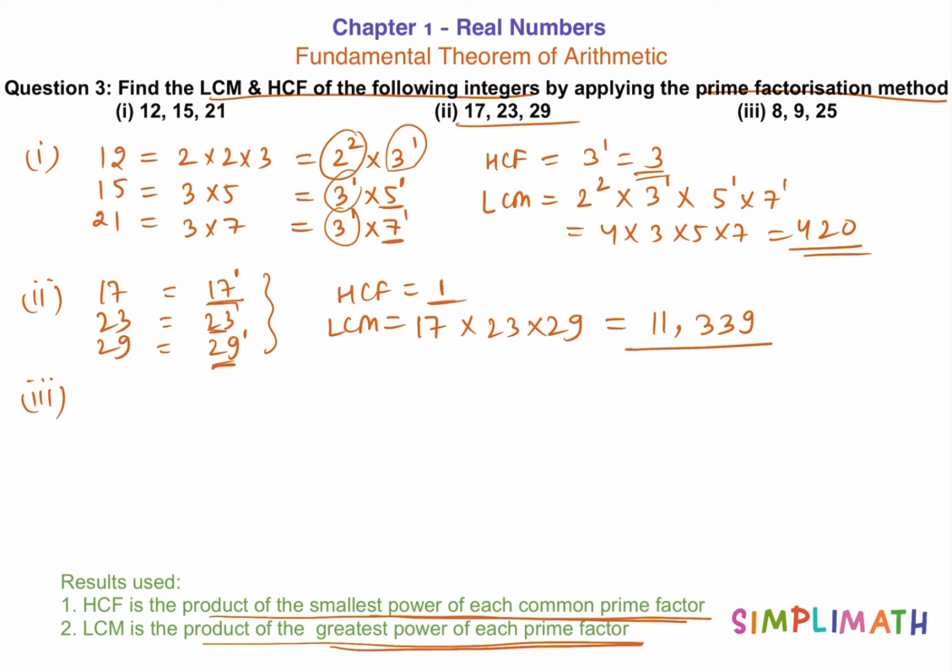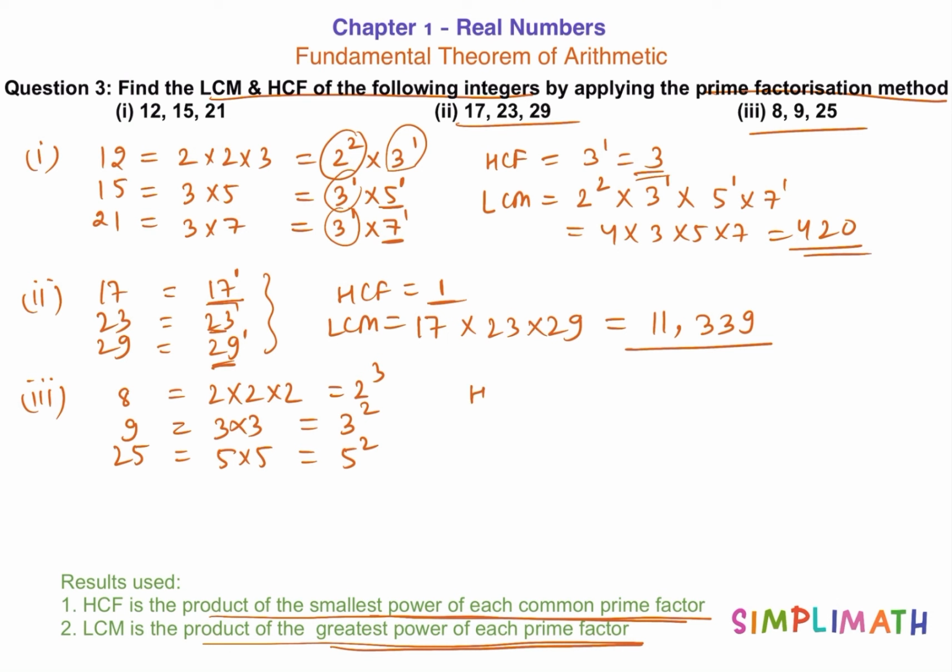Now coming to the third part of the question. It is 8, 9 and 25. Okay. Now let us find their prime factors. 8 can be written as 2 into 2 into 2, that is 2 to the power 3. 9 can be written as 3 into 3, that means 3 to the power 2. And 25 can be written as 5 into 5, so 5 to the power 2.